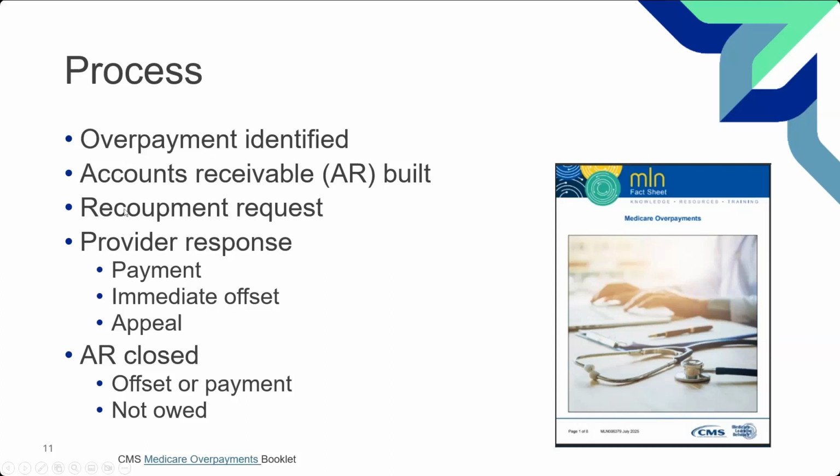Once that's done, what is called a recoupment request or a demand letter goes out. We'll talk more about that. It gives you how much you owe. It gives you how fast you have to respond. What are your rights? Any of that. If the provider responds with a payment, it will close that HIGLAS accounts receivable, etc. The response can be an immediate offset, which is a letter requesting us just to take the money back, or you can also appeal, and we'll talk more about those in a little while.